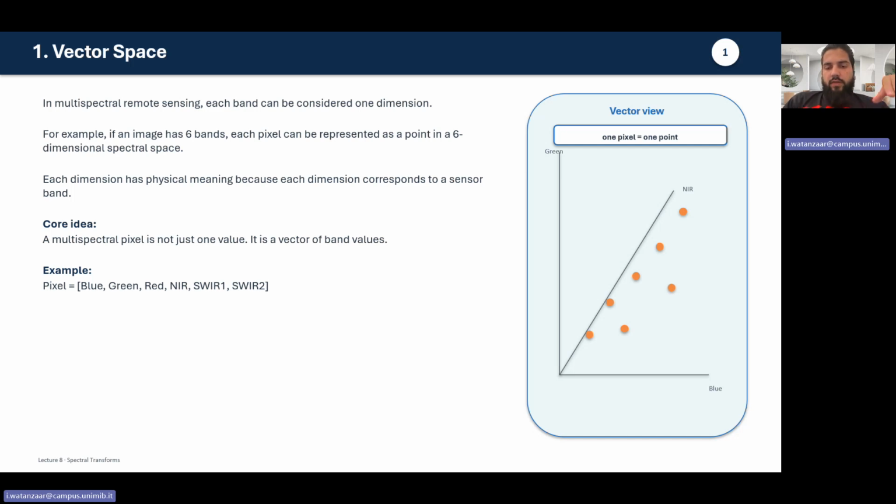or 2. All of these become a single vector, and this vector represents the values for each respective band. On the right side, you can also see that 1 pixel equals 1 point. The blue band and the green band represent the near infrared. So it becomes a single vector for multiple band values. That's why we call it the vector space.